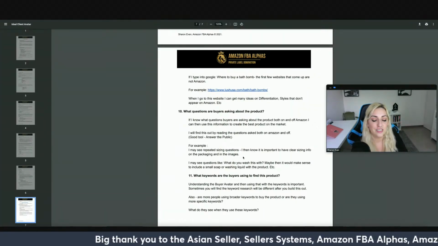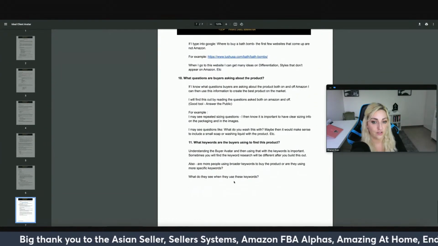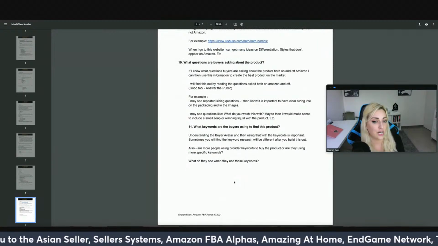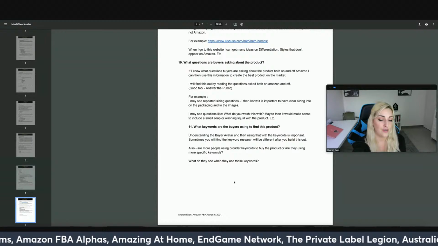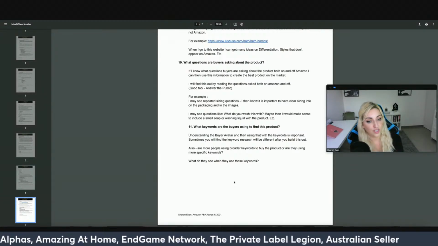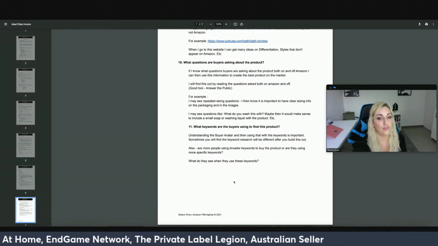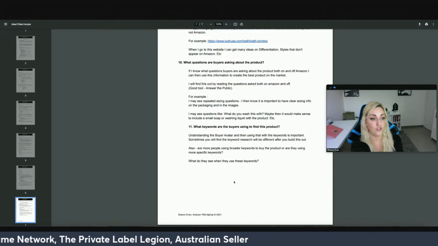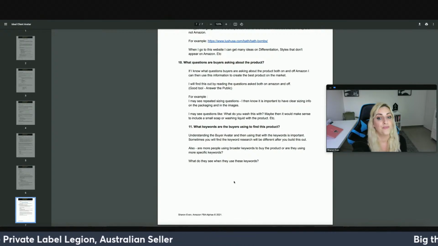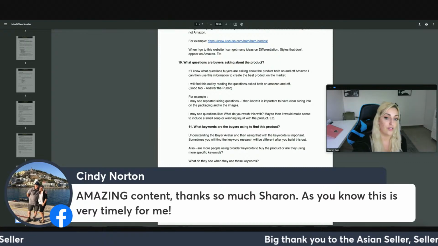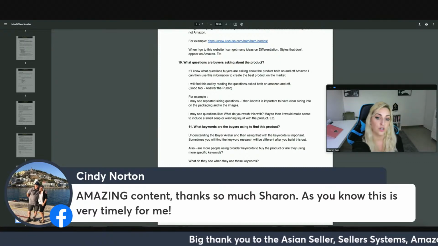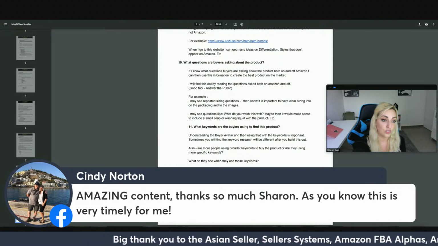Last question, or last thing to ask yourself is, what keywords are buyers using in order to find this product? Understanding the buyer avatar and then using that with keywords is important. Sometimes you will find the keyword research will be different after you go through this worksheet. Also, are more people using broader keywords to buy the product, or are they using very specific keywords? What do they see when they use these keywords?